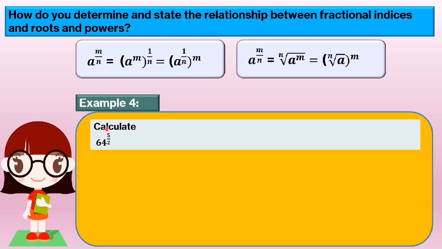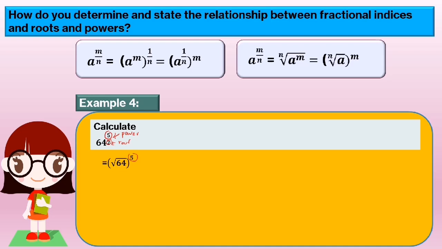So now example 4, calculate 64 to the power of 5 over 2. Normally I will say here is the power, and at the bottom here is the root. Okay, so now you know how to write it. The square root of 64 to the power of 5. You see, above is the power, and at the bottom here is the root. This is the square root.